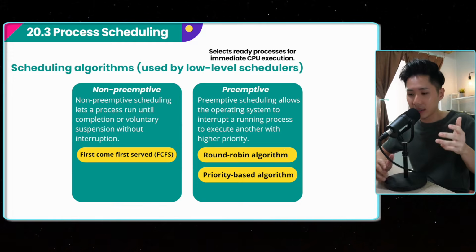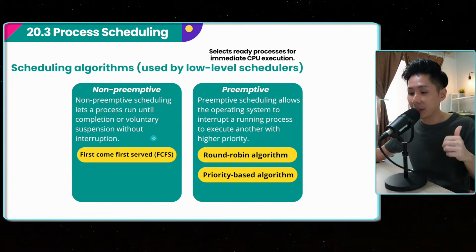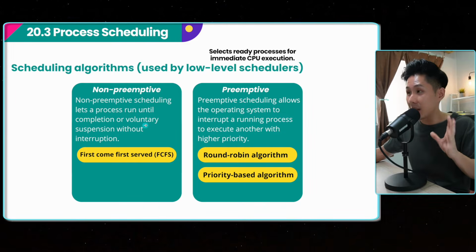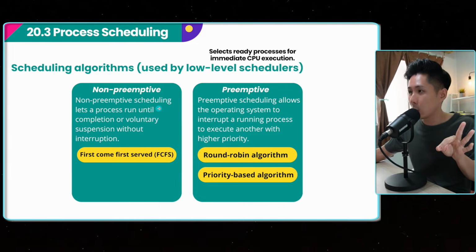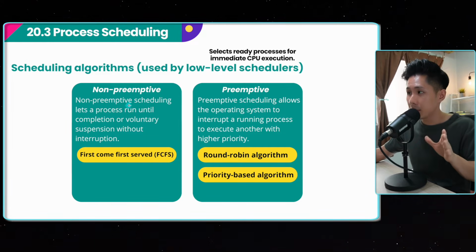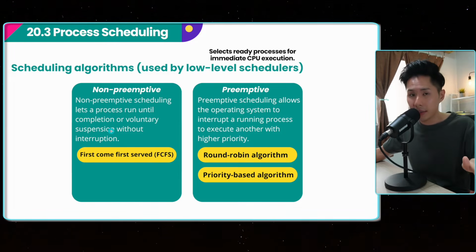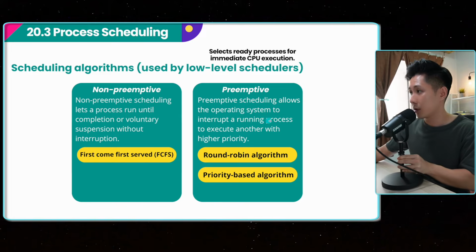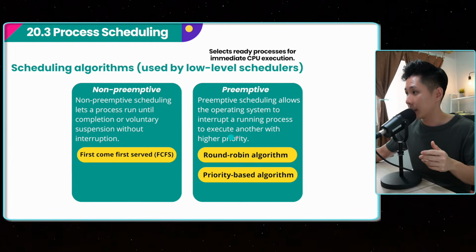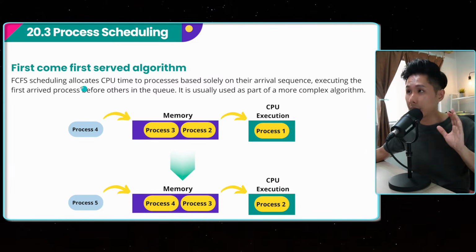So now let's look into scheduling algorithms. How does the OS handle CPU usage? How does it manage so many processes? There are different ways. Computer scientists categorize them into non-preemptive and preemptive. Non-preemptive scheduling lets the process run until completion. They don't stop it. Whereas preemptive scheduling allows the operating system to interrupt a running process to execute another with higher priority, which are these two algorithms here.